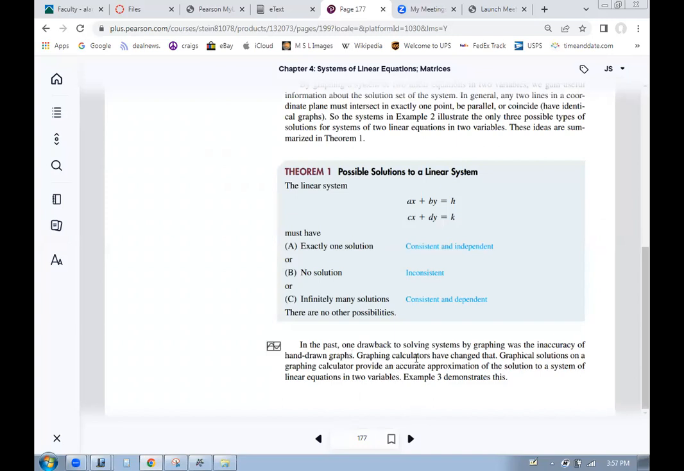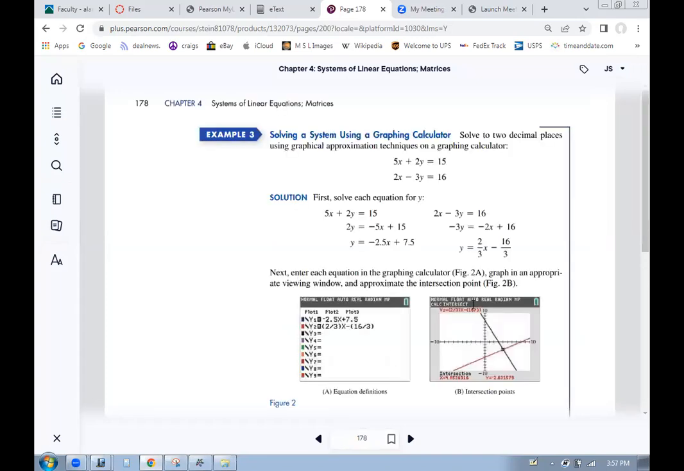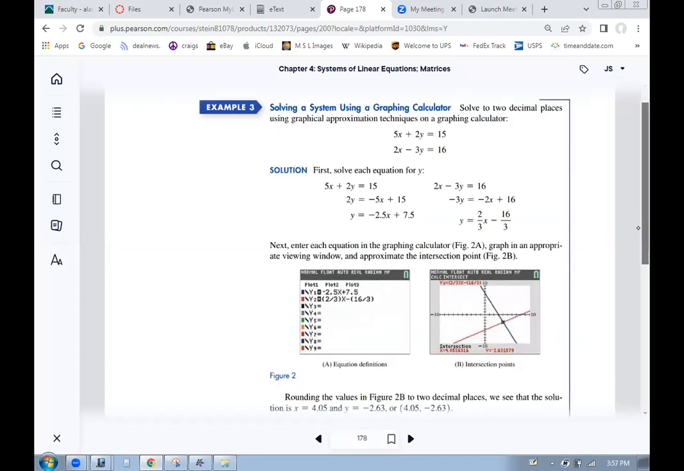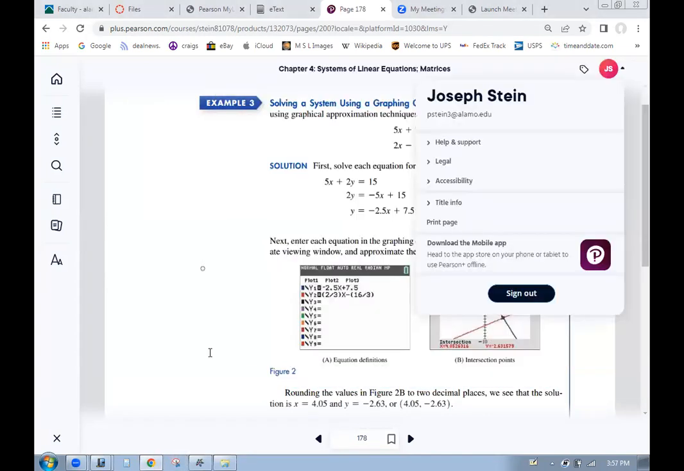In the past, one drawback to solving systems by graphing was the inaccuracy of hand-drawn graphs. Graphing calculators have changed that. Graphical solutions on a graphing calculator provide an accurate approximation of the solution to a system of linear equations. Right? So the graphing does not give you an exact answer, right? It's just an approximation, especially if you're using a graphing calculator, right? We have computers now.